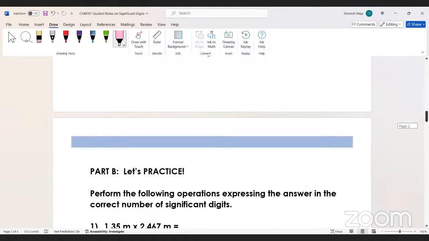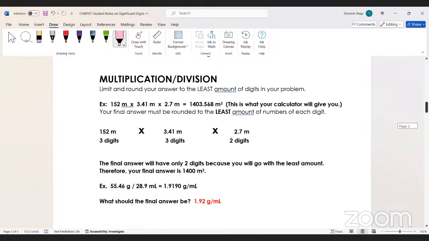Now, I do know since you guys were able to get the adding and subtracting part, as we close out, we're going to do this last part right here that deals with multiplication and division. With multiplication and division, it's a little different. Not quite that bad, but a little different. With adding and subtracting, you were looking at what was after the decimal. With multiplying and dividing, you are looking at the entire number, okay?